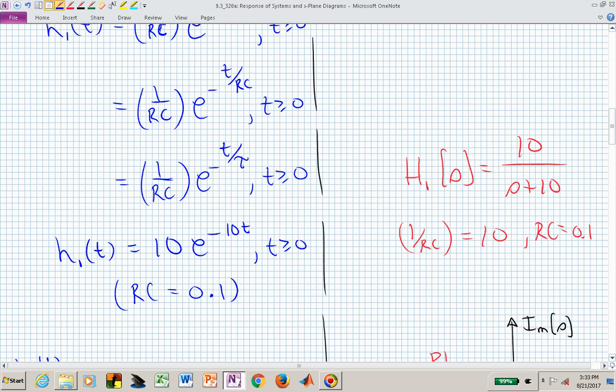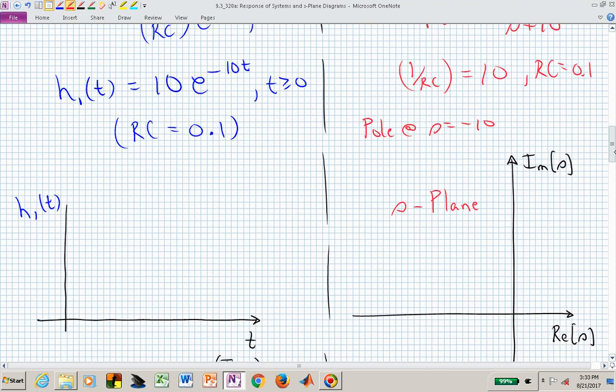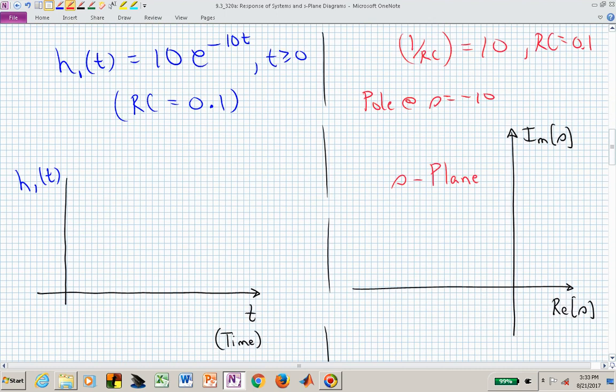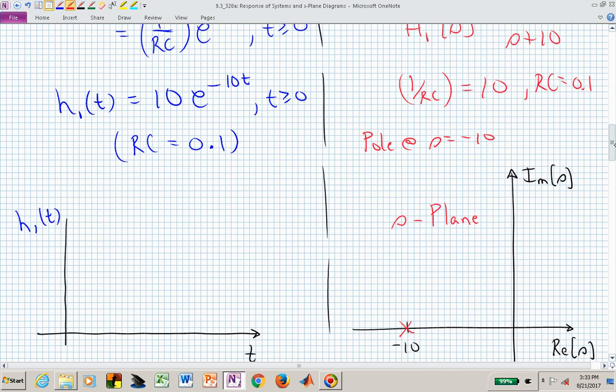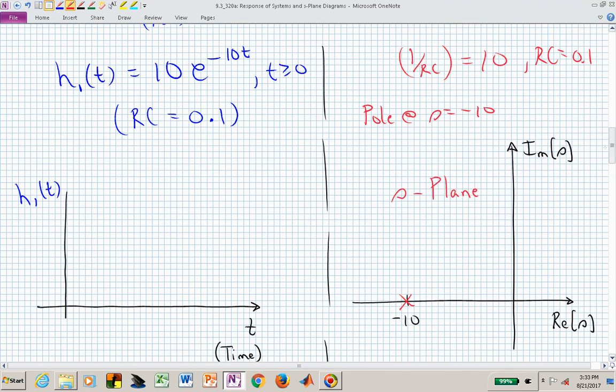We now have one pole at s equal to minus 10, and we can now plot that in the s-plane. We can now say, oh, I have a pole over here. Let me just guess where that is. Let's just say there's minus 10. I now have a single pole at minus 10 from my transfer function h sub 1 of s. What do I have for h sub 1 of t?